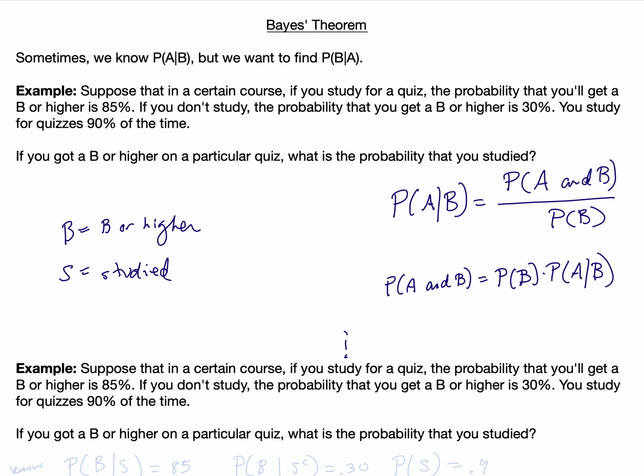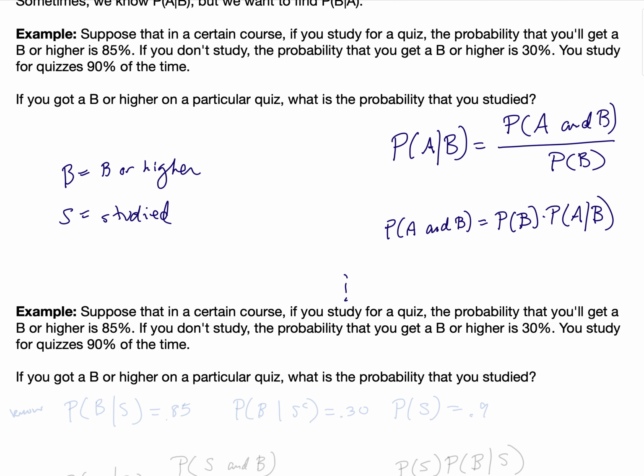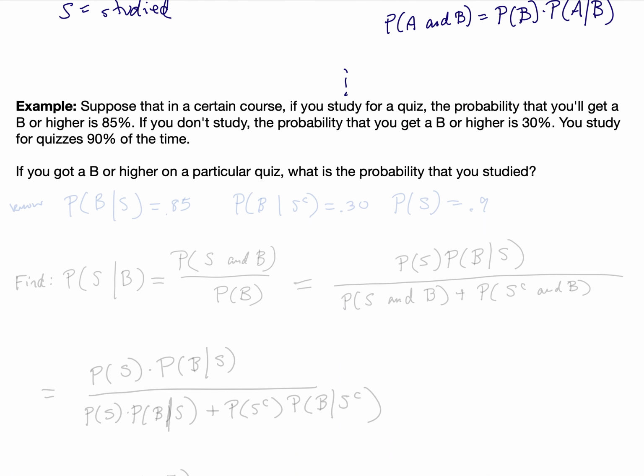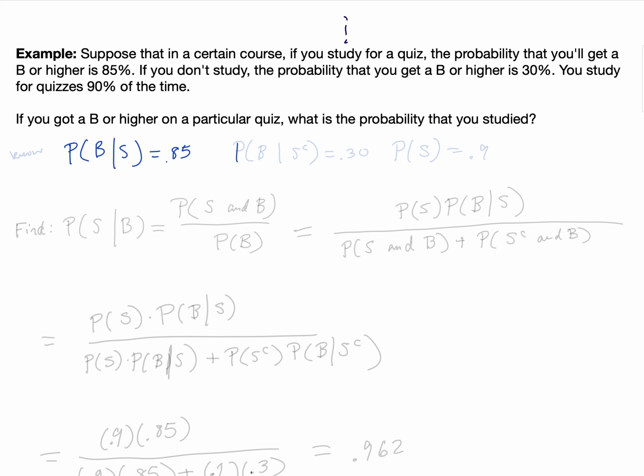Okay, let's think about what we know so far. If you study for a quiz, the probability that you'll get a B or higher is 85%. In other words, knowing that you studied for a quiz, the probability that you get a B or higher is 0.85. If you don't study, so the probability of getting a B or higher given that you have not studied, S complement, is 0.30. And you study for quizzes 90% of the time, so the probability of studying is 0.9. So if you get a B or higher on a particular quiz, what is the probability that you studied? This is all the stuff that we know.